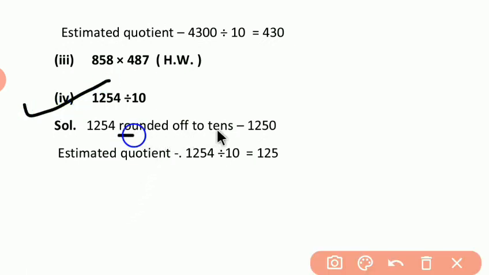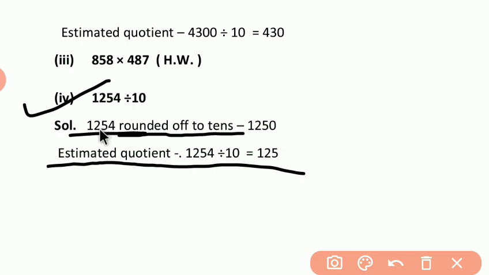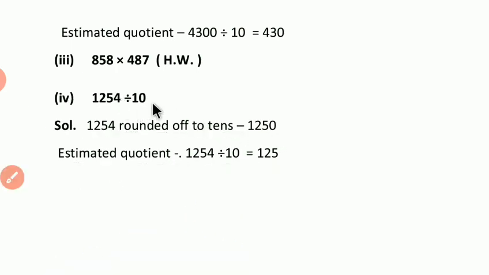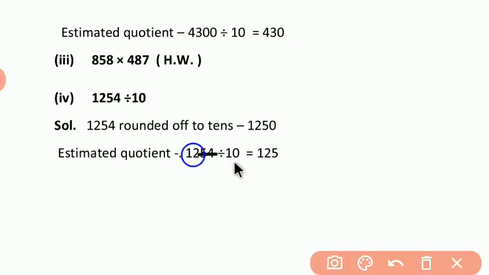1254 rounded off to tens. For rounding off to tens, we'll see its ones digit, which is 4 and less than 5. It means there is no change in 125, and you have to replace 4 by 0. So 1250. And here it is given 10 already, meaning nearest 10, so there is nothing to change. So directly we have to divide. The estimated quotient will be, in place of 4 you write 0, and if we divide this, we'll get 125.